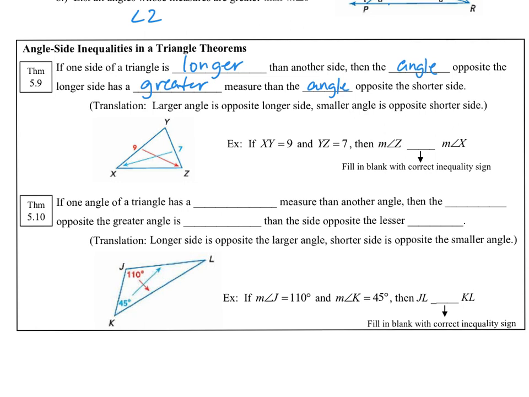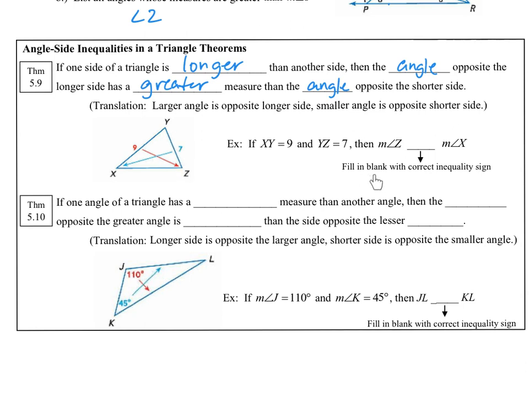So let's just reword that. Let's translate it. All this is saying is that the larger angle is opposite the longer side and the smaller angle is opposite the shorter side. So let's look at an example. In this example, we're told that XY is 9 and YZ is 7.